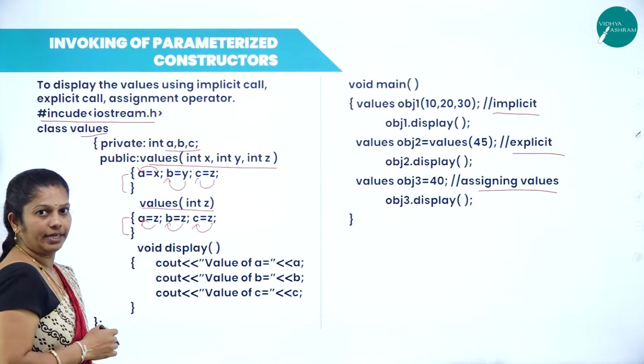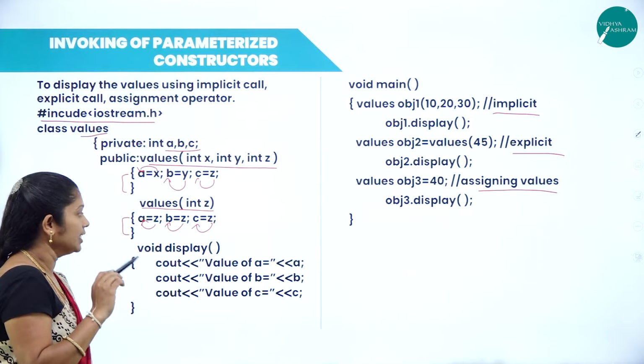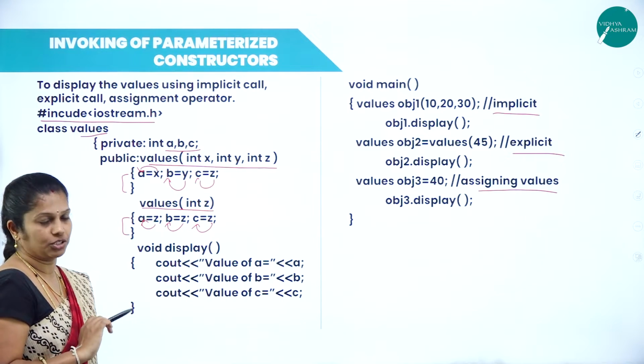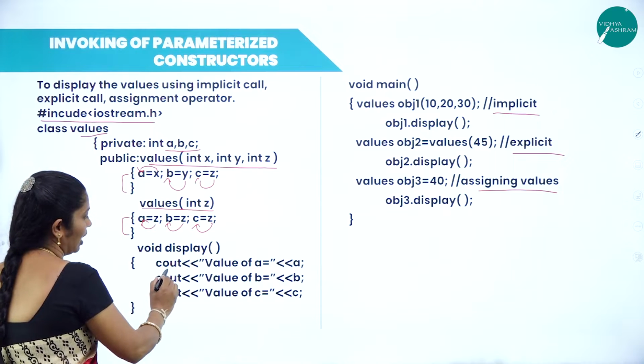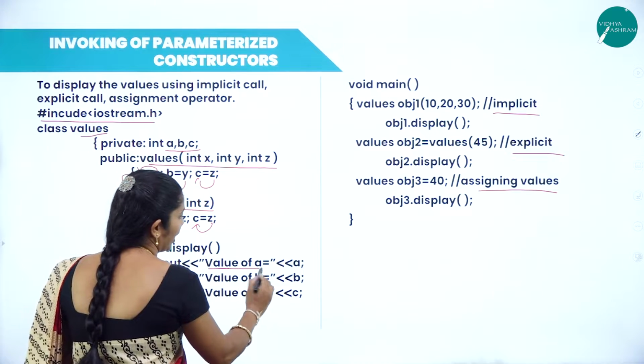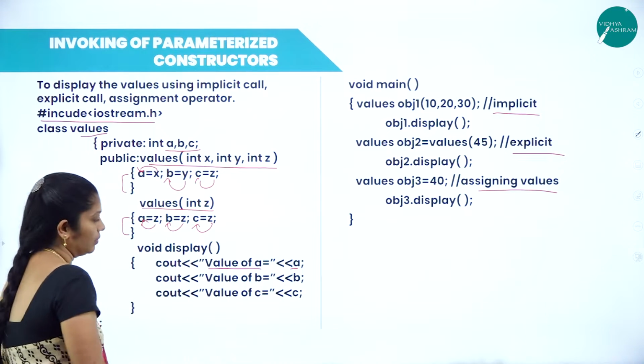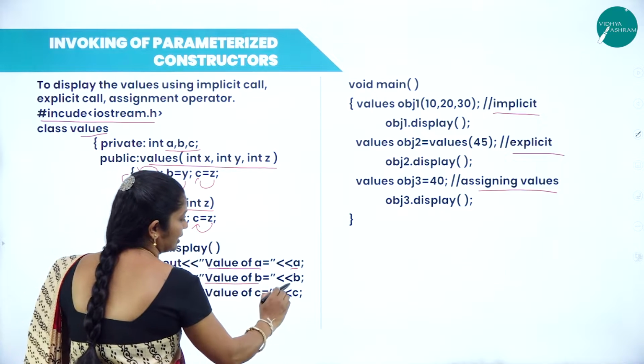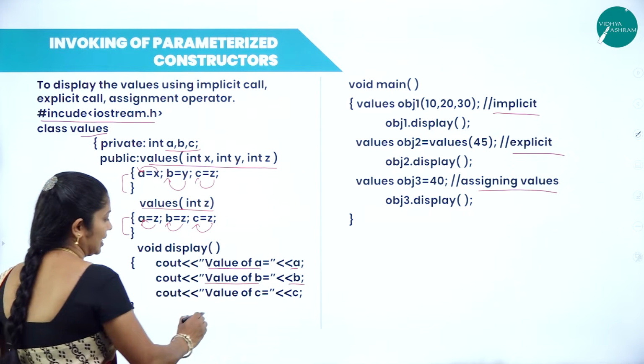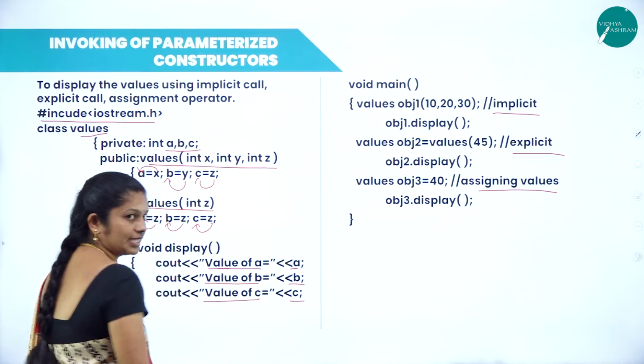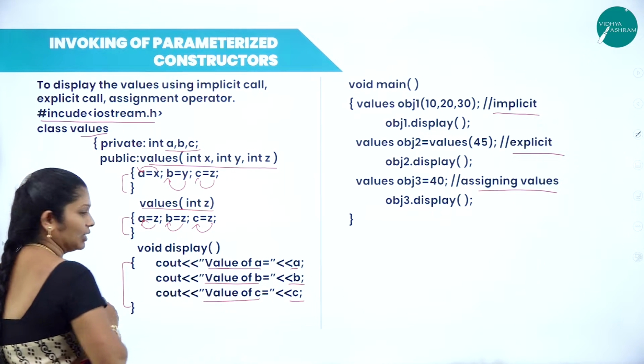Next, one more function we are taking, that is void display function. It is just a member function. Here we are displaying the values: cout, value of a equals, display the a value. Then value of b equals, display the b value. In the same way, value of c equals, display the c value. Then we will close this function.